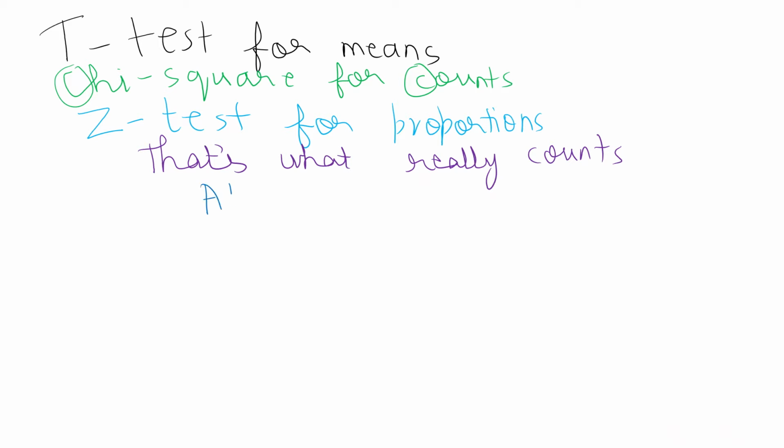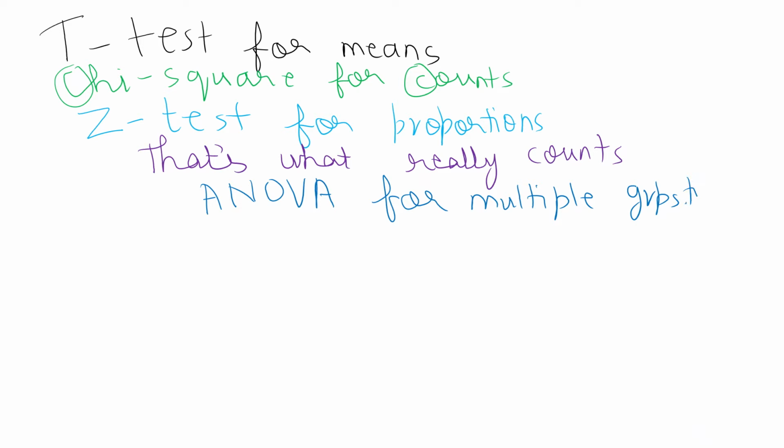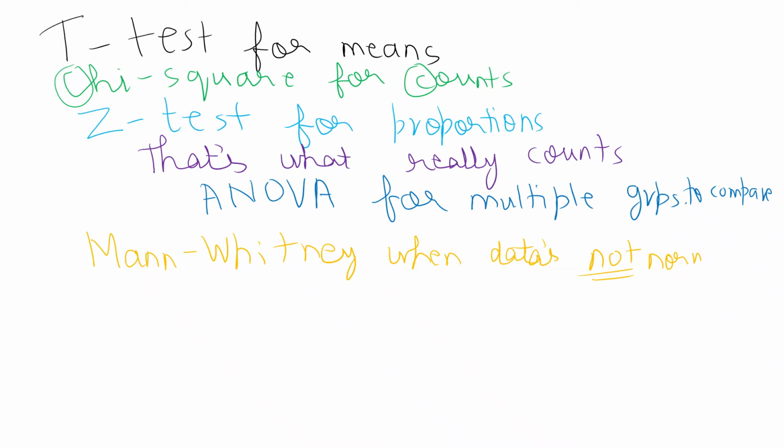ANOVA, also known as analysis of variance. ANOVA for multiple groups to compare. Mann-Whitney when data is not normal. Data is not normal. Acha. Okay. Handle with care.